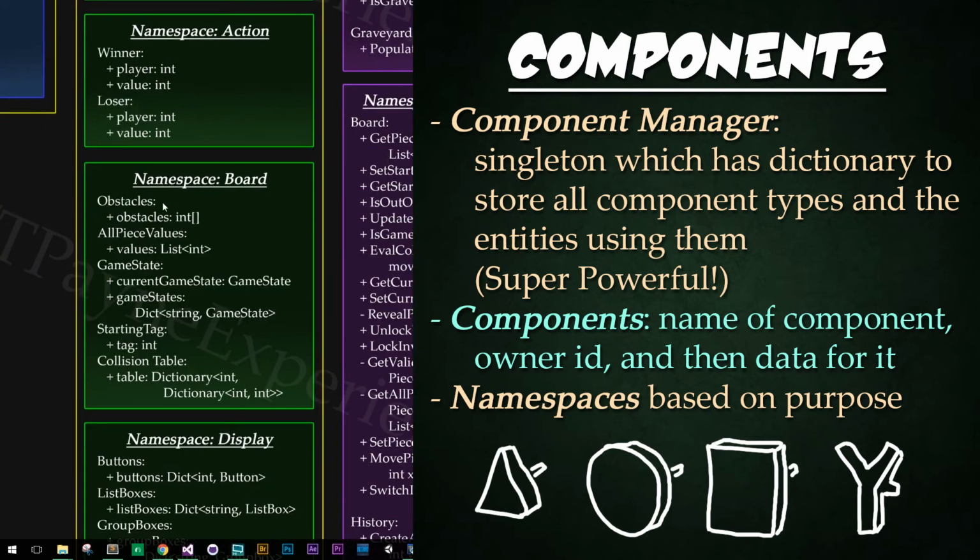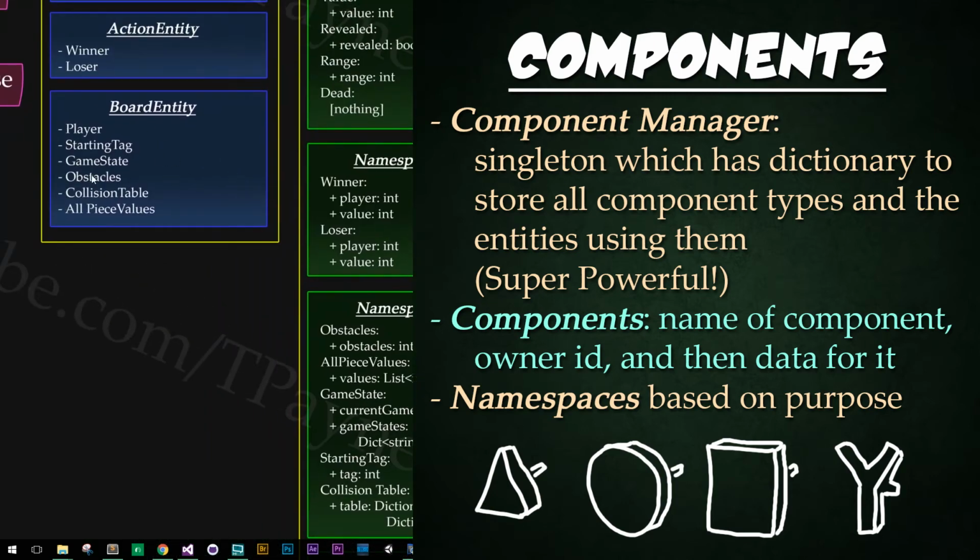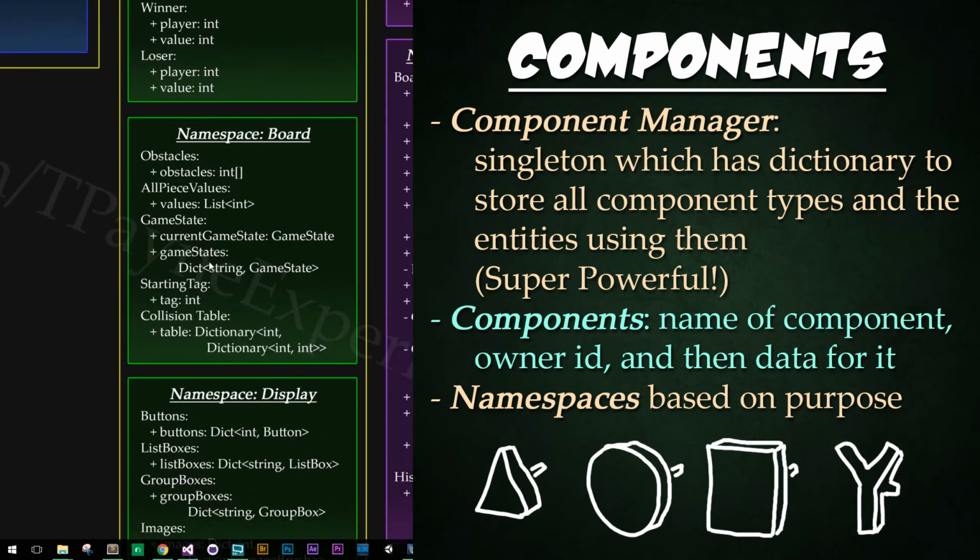Then we have the namespace board. It just has an array of ints for the obstacles. That's for every time we generate the board. And we have all pieces list. Here's that. It just has a list of ints. We have game states, and this has two things. It has the current game state, and then it also has a dictionary for all possible game states right here. And the board entity that we saw up here is actually going to be a singleton as well, in order to make our lives a little bit easier. Then we have starting tag for when a button is clicked.